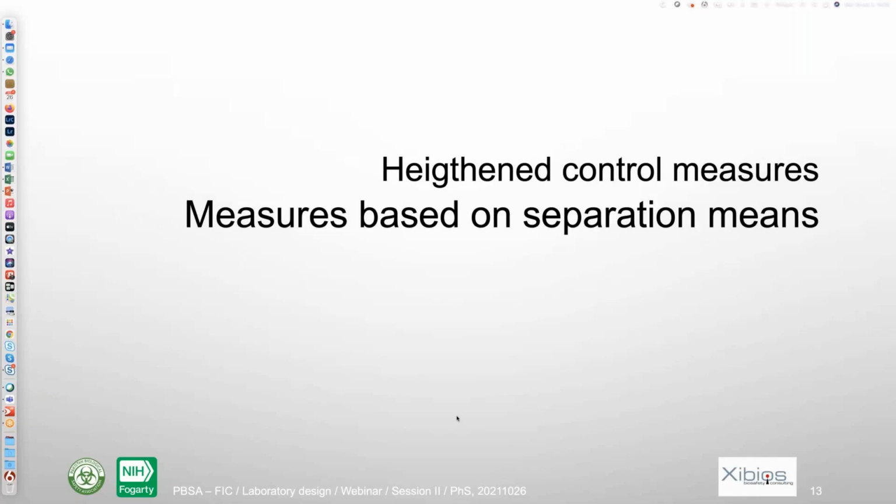Now we'll start with the heat control measures that deal with the separation means.